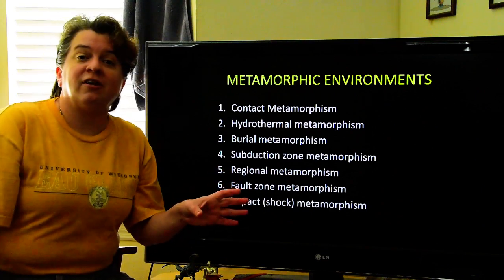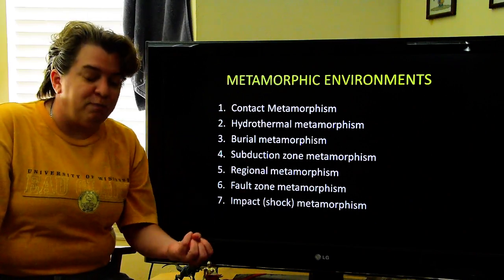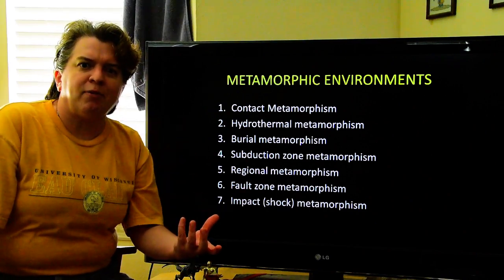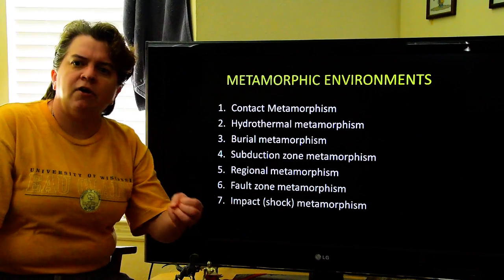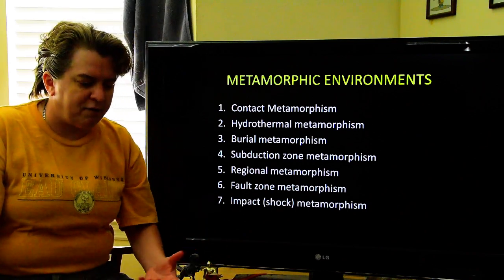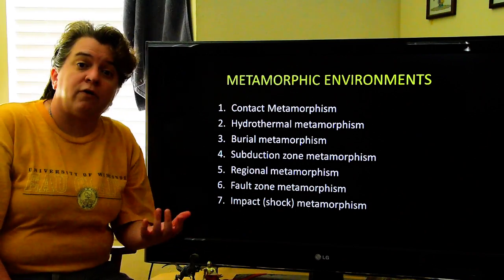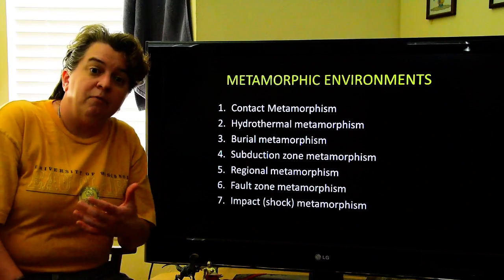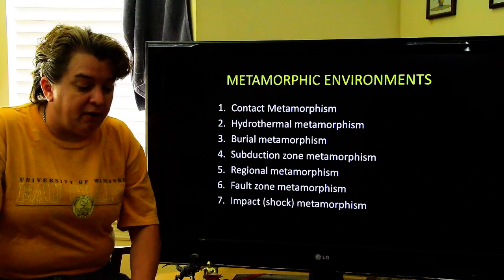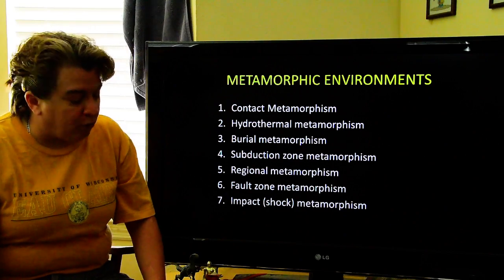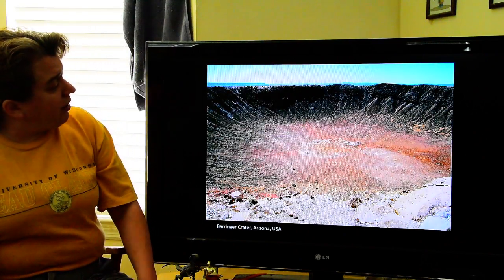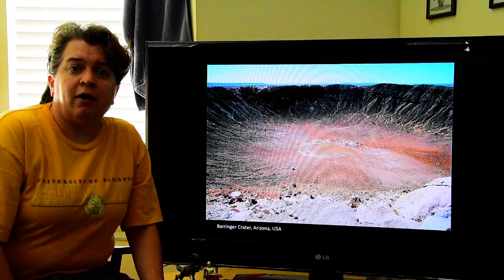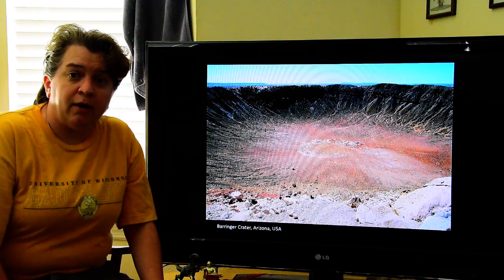So just imagine you have a large meteorite slamming into the planet. There's going to be a lot of heat there. There's going to be high pressure when it hits, and you will create some unique minerals from this kind of impact metamorphism. And this is just a good example of a crater created by a meteorite.